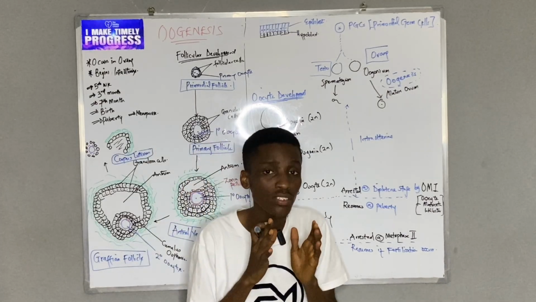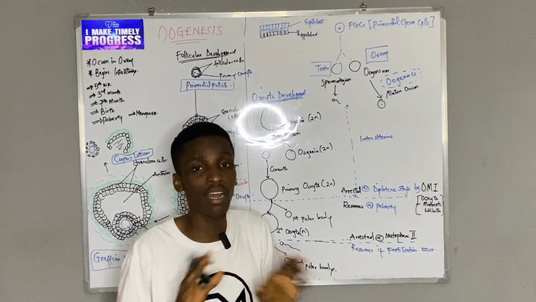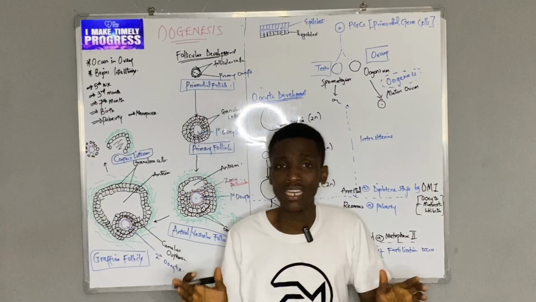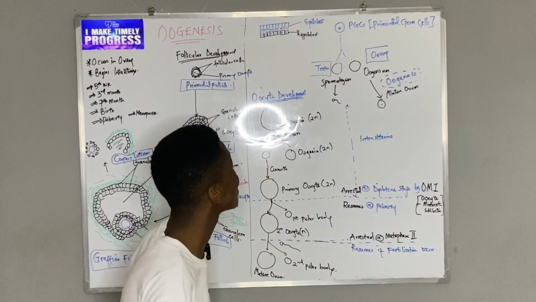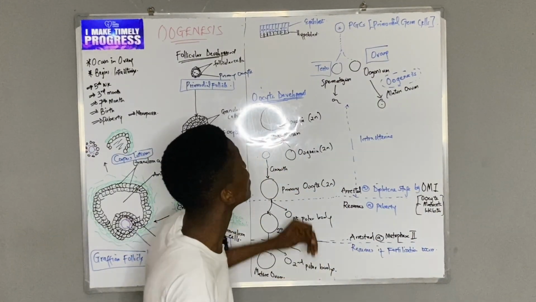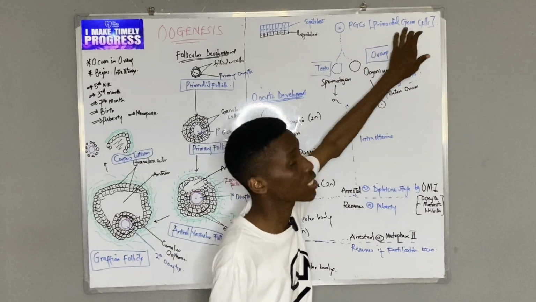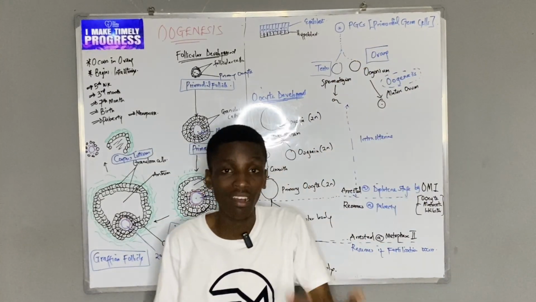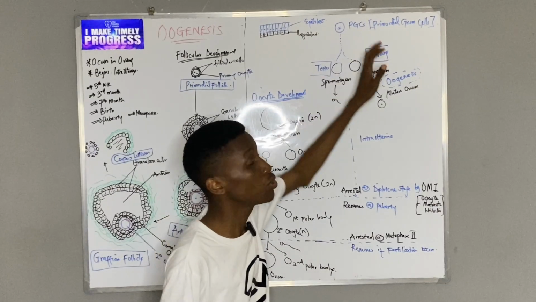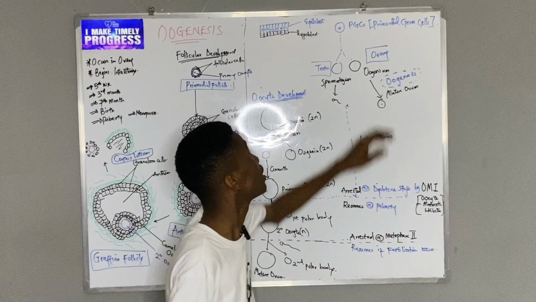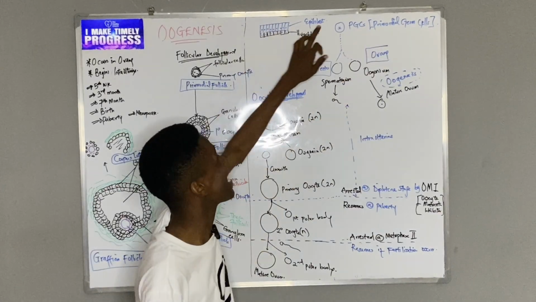Now, it is important to know that every sex gamete, whether it's male or female, that is whether it's sperm or egg, is gotten from one source, and that one source is called primordial germ cells. So everything we have was gotten from primordial germ cells. All right, so where are primordial germ cells themselves gotten from? PGCs are gotten from epiblasts.